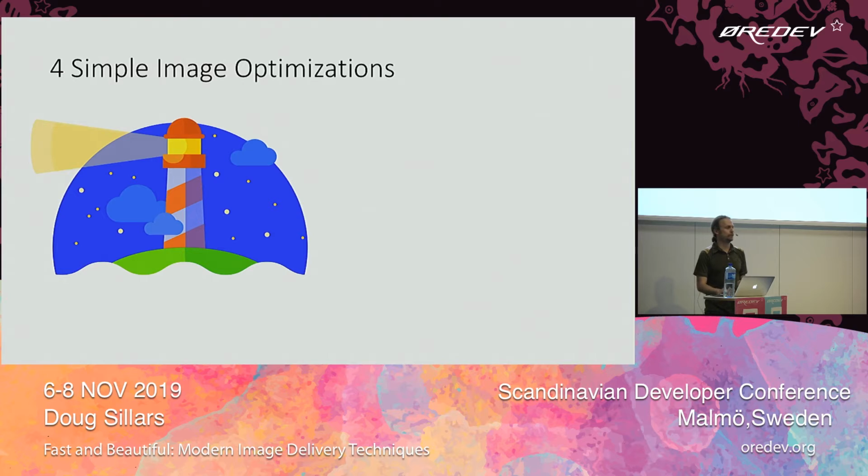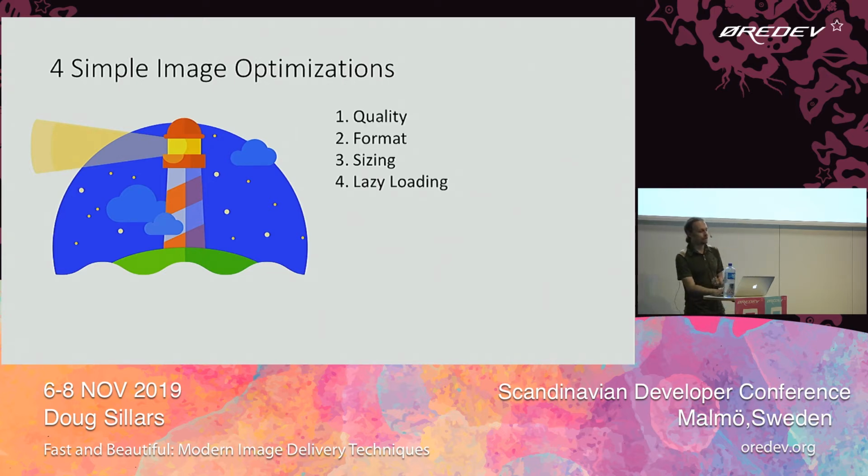Does anyone know Lighthouse? A few hands. All right, so Lighthouse is a tool from Google, and it analyzes accessibility and performance attributes of your web page. And inside Lighthouse, there's 4 simple image optimizations. There's quality, format, sizing, and lazy loading. And we're going to go through what those mean and how we see it on the web.